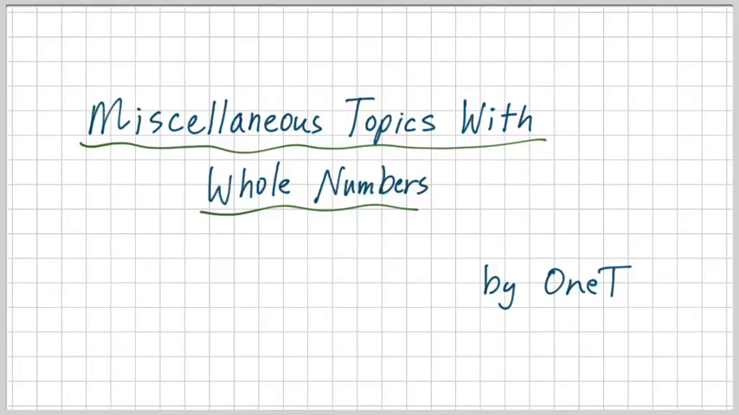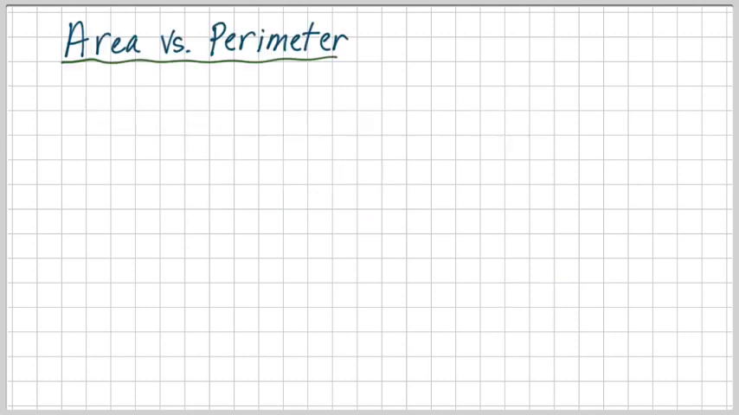All right, in this video, I'll be going over some miscellaneous topics where we're going to be working with whole numbers. All right, so let's go ahead and get started. So first of all, we're going to talk about area versus perimeter. It's important that you're comfortable with both.